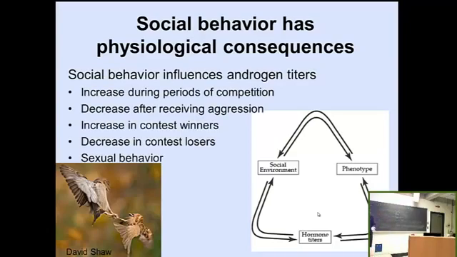So the specifics vary a lot from species to species and from context to context, but there are some pretty general rules. So androgens often increase during periods of competition, they decrease when individuals receive aggression, they increase in contest winners, and they decrease in contest losers. They can also be influenced by sexual behavior. So although the specifics vary, it's very clear that social behavior, especially aggressive behavior, has a huge effect on hormones, particularly androgens.